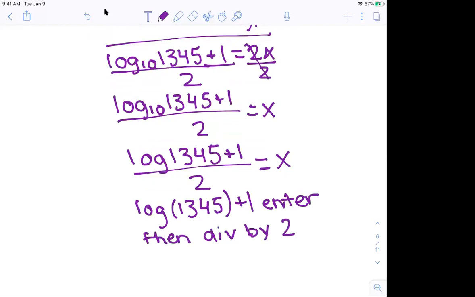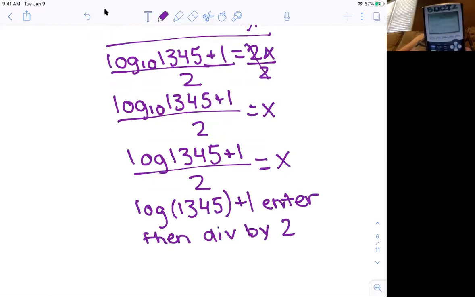So what that's going to look like, I'm going to show you on my calculator. Hopefully it shows you this picture. I don't actually know if it does, but if it does, let's take a look. Log 1345, close my parenthesis, plus 1. Then I'm going to hit enter. I want that entire value to be divided by 2. Oh, did I turn it off? There we go. So notice whenever I just hit divided by 2, ANS means answer. It's taking your answer and dividing it by 2. And so x is about 2.06.